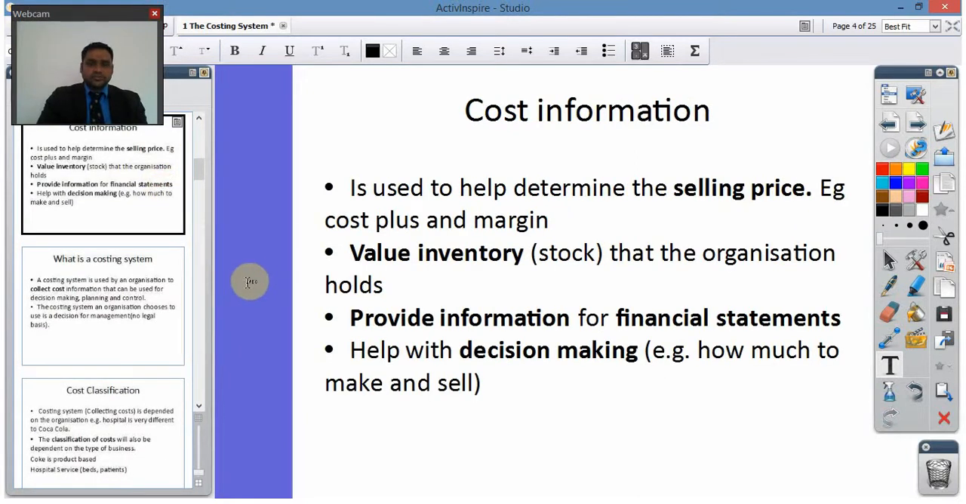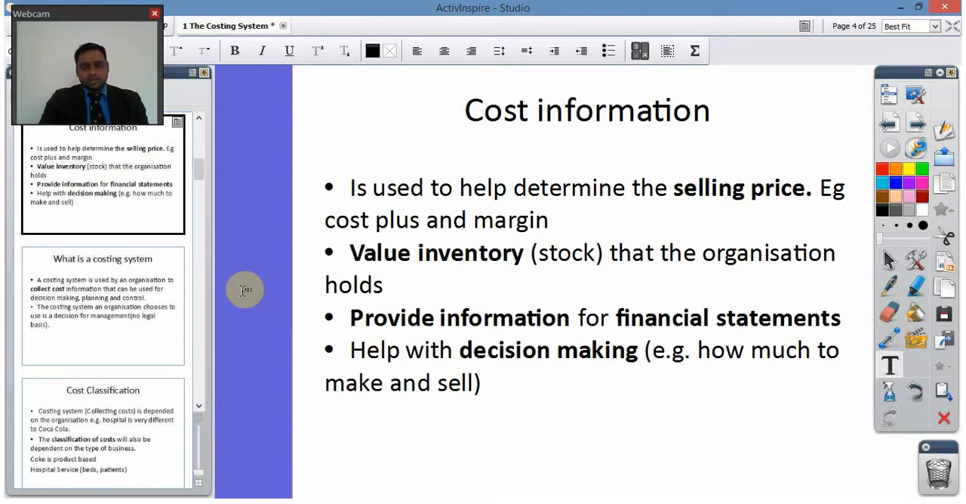Cost information. Cost information can be used to help determine the selling price, for example, cost plus pricing. So, for example, if something costs 50 quid and then you put a margin of 10%, or 10% of 50 quid is £5, so the selling price will be £55. So this is a simple way to use cost plus pricing.